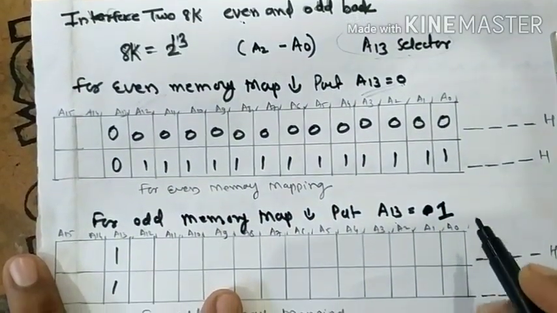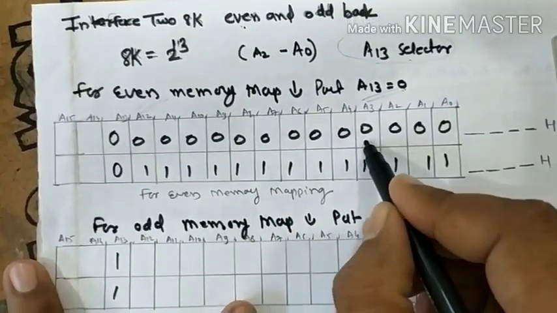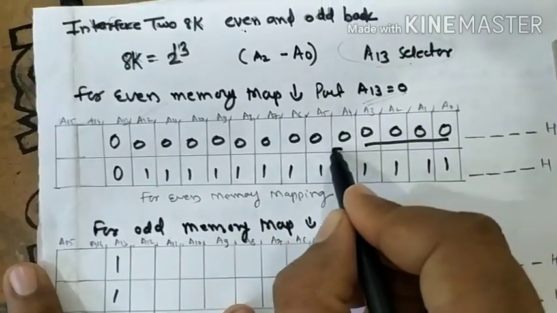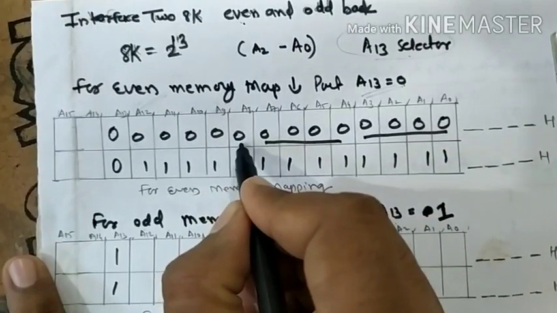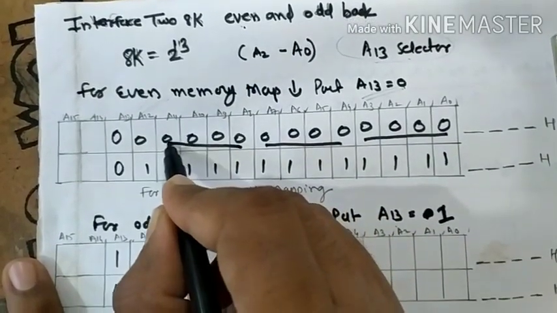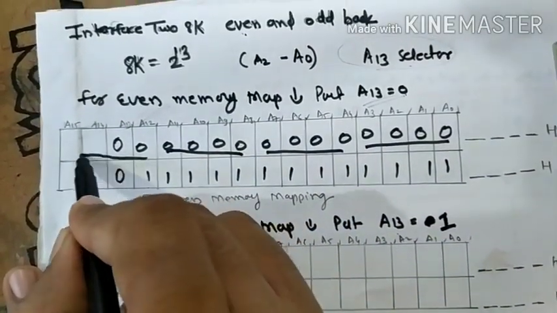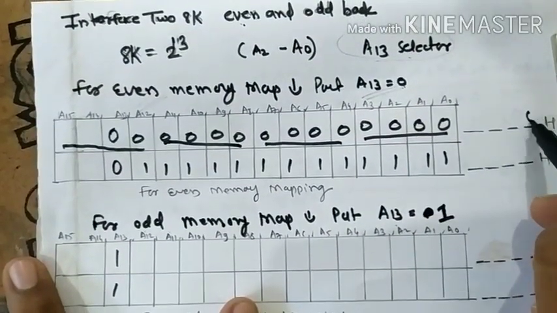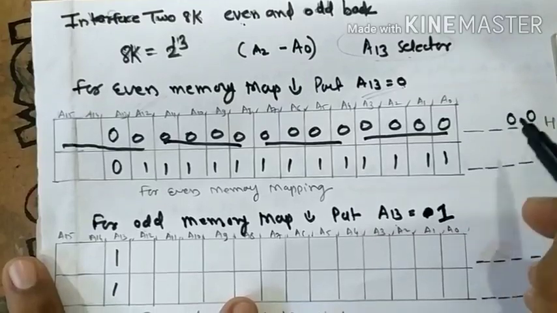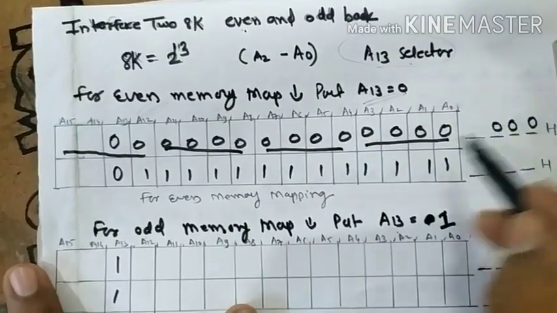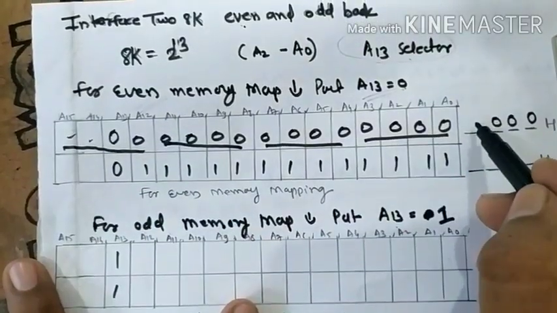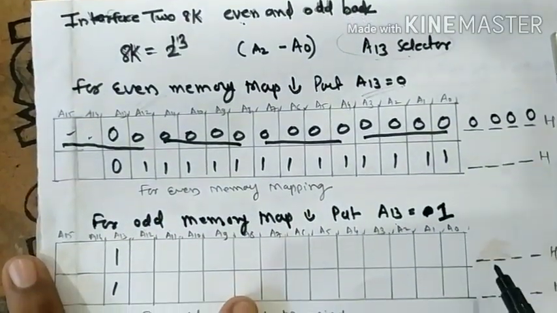After that, see, we consider one nibble: A0 to A3 is one nibble, A4 to A7 is one nibble, then A8 to A11 is one nibble, and A12 to A15 is a nibble. So 4 zeros is called 0, this 4 zeros is called 0, this 4 zeros is called 0, and this last one, the 2 zeros, don't care here. So we have to consider it as a 0.